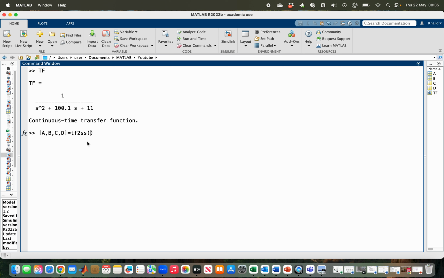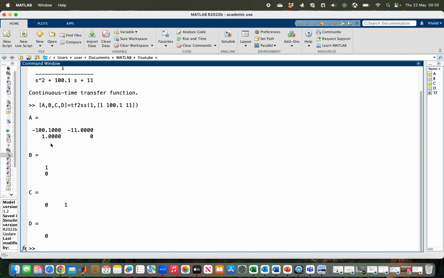The first argument is the coefficient of the numerator, which is 1, and the second argument is the coefficient of the denominator. So I have the coefficient of S squared is 1, the coefficient of S is 100.1, and that of the constant is 11. And pressing enter, I will have my A matrix, B matrix, C matrix, and D matrix.